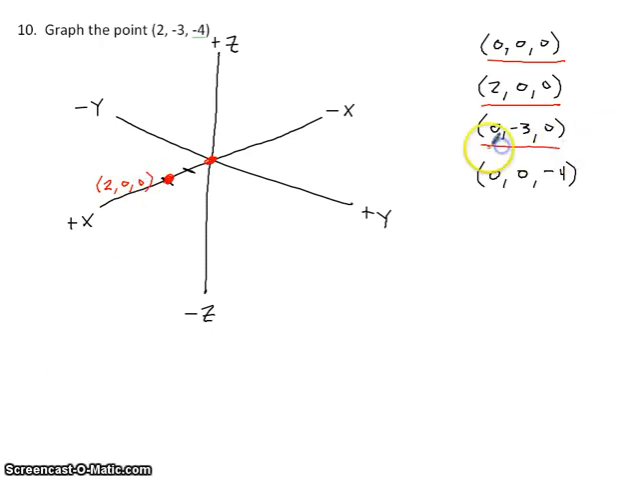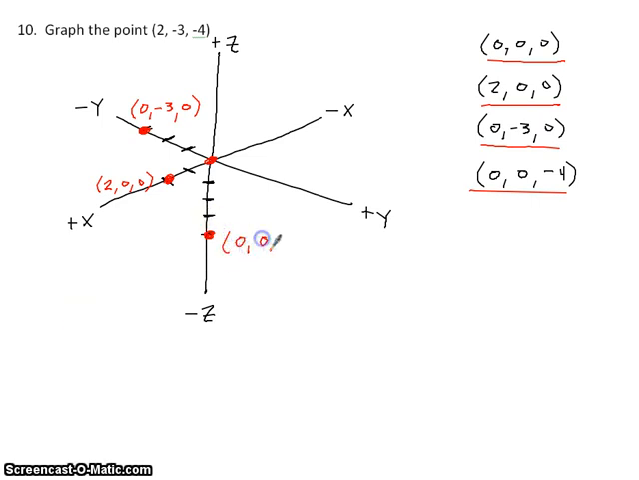Next point here, I'm going to plot at 0, negative 3, 0. That's the y-axis, so I'm going to make some interval marks that are parallel to x, and that gives me a point here of 0, negative 3, 0. Last point here on the axis, let's plot 0, 0, negative 4. It's this point right here.